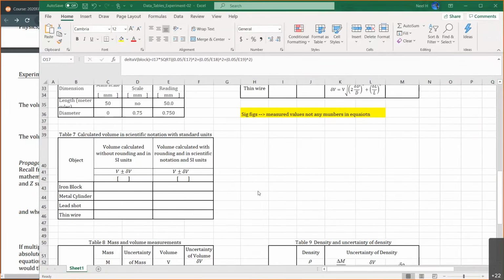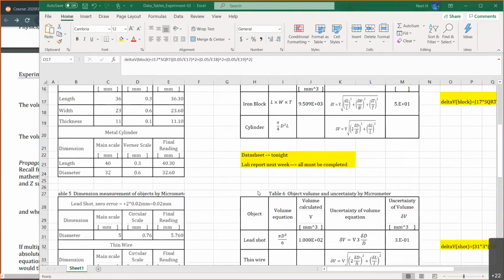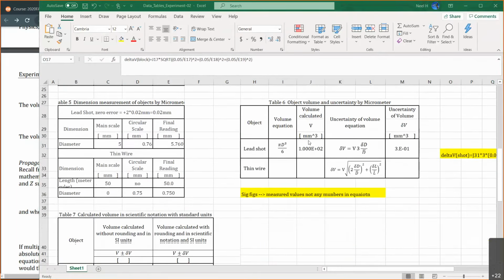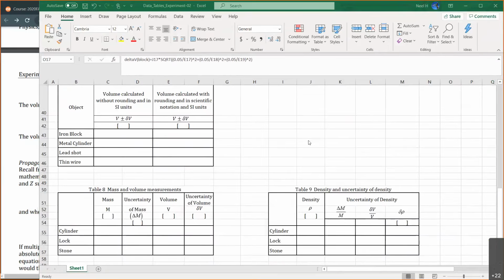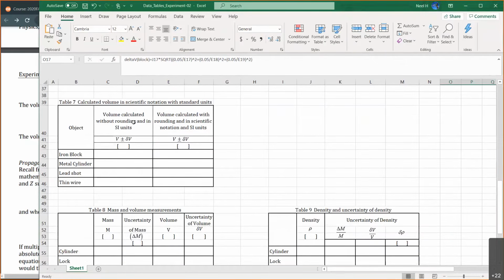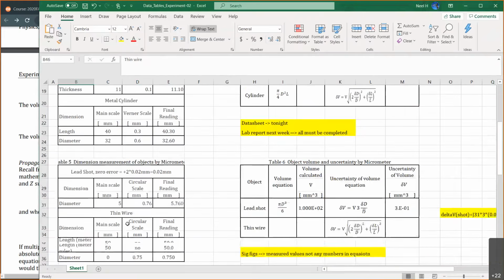Let's take a look then. Now, if you calculate anything like this volume and then volume error and so on, you remember last experiment we discussed when you have to report it properly, right? When you're reporting it properly, what we have to do is write it down in scientific format with correct accuracy, right? Now, when you're reporting here, you can see there's a table. It says report iron block, metal cylinder, lead shot, thin wire. All of the objects we measured here, those are the 4 objects we measured.